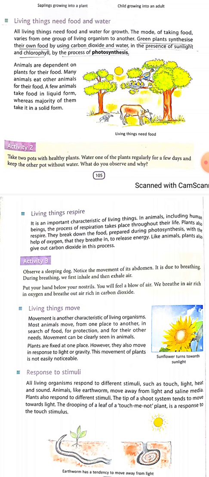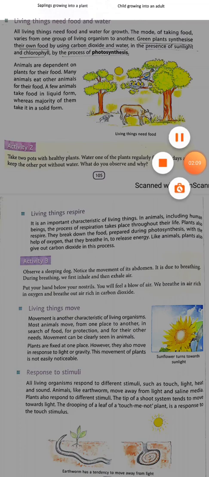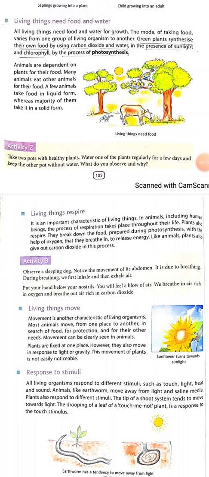Next characteristic of living things is that living things respire. Students, it is an important characteristic of living things. In animals, including human beings, the process of respiration takes place throughout their life. Plants also respire. They break down the food prepared during photosynthesis with the help of oxygen that they breathe in to release energy. Like animals, plants also give out carbon dioxide in this process.